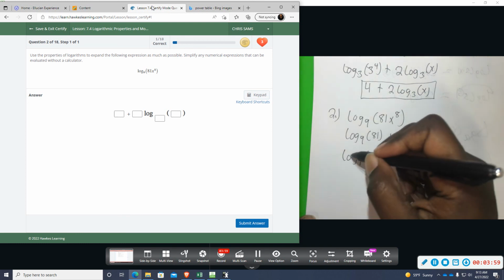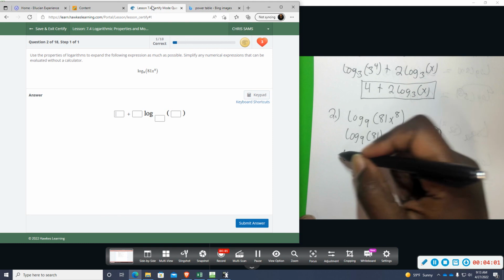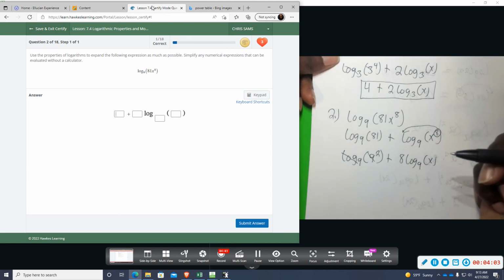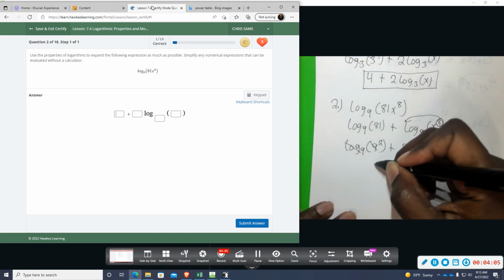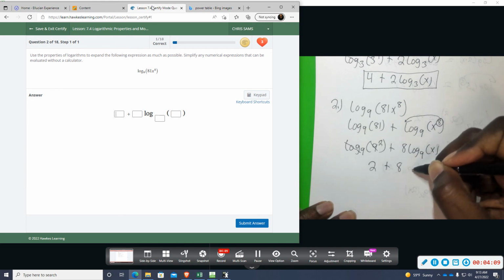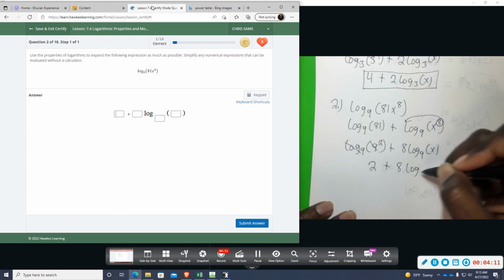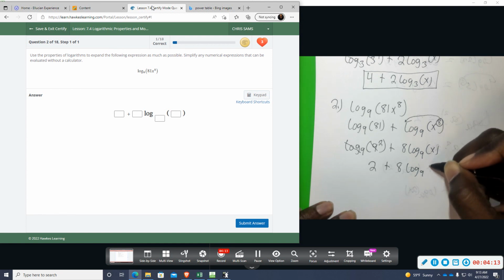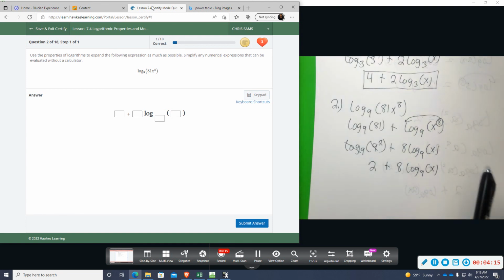All right, and then using the cancel property, the log base 9 of 9 will cancel out, and we bring down 2, and then plus 8 log base 9 of x. So the answers are 2, 8, base 9, and then we have x.